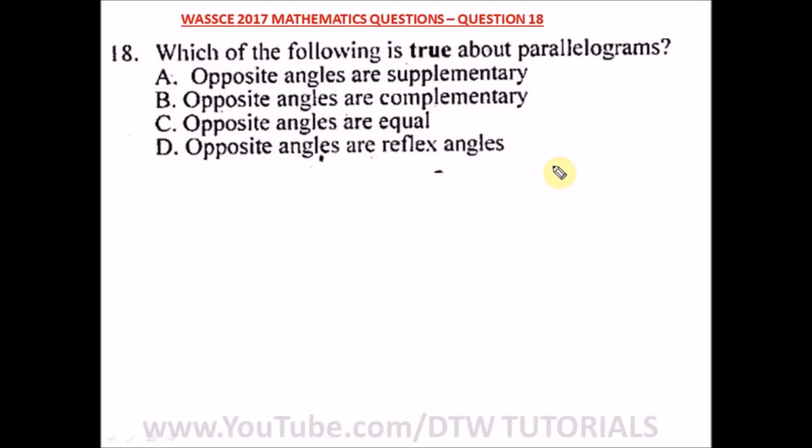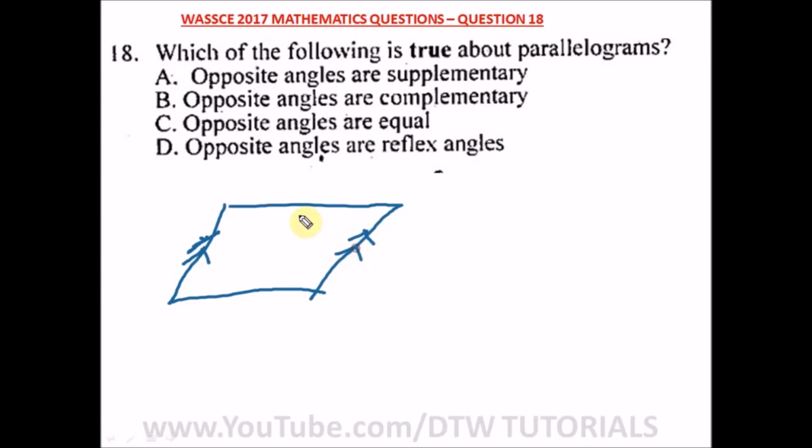Question 18 of our WASSCE 2017 mathematics past question. That's your WAEC 2017 past question. It says, which of the following is true about parallelograms? Just know that we have a parallelogram here, where these two sides are what? Equal, and they are parallel. That's the two opposite sides, equal and parallel. And this also, two opposite sides that are equal and parallel.